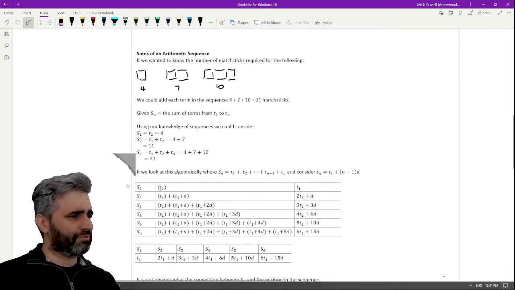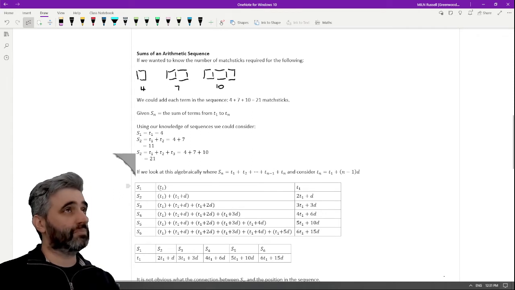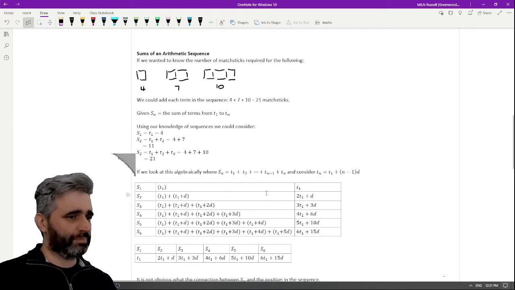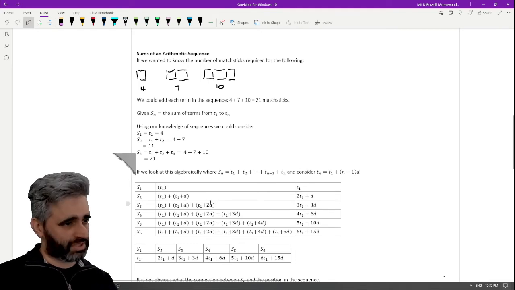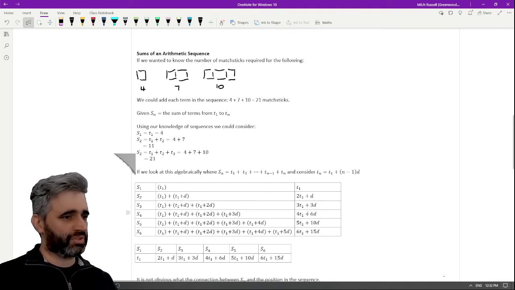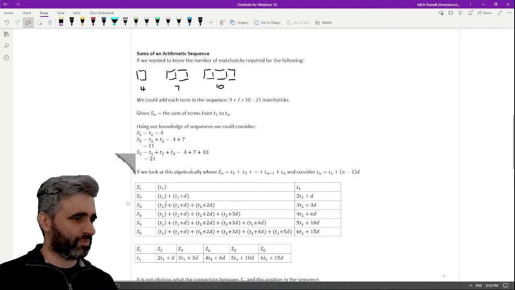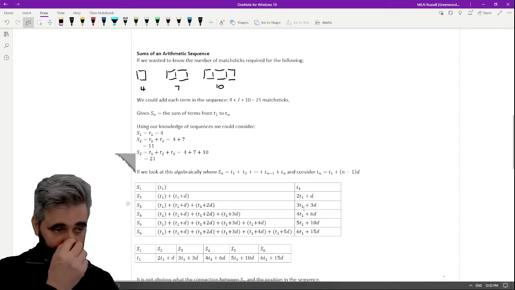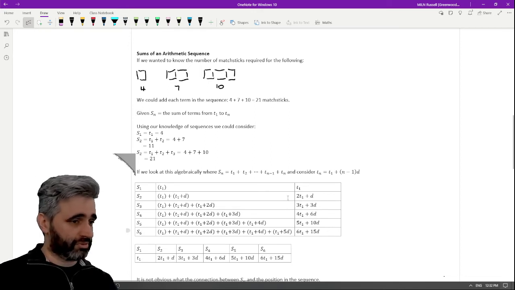So the sum of the first term would just be t1. The sum of the first 2 terms would be t1 plus t1 plus d, which we found out from before. And if we added these together, that would give us 2t1 plus d. The first 3 terms would be t1 plus t1 plus d plus t1 plus 2d, which would give us 3t1 plus 3d. 1, 2, 3 t1, plus d plus 2d is 3d. And so on and so forth.